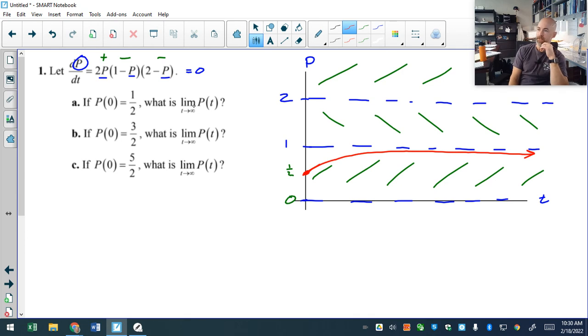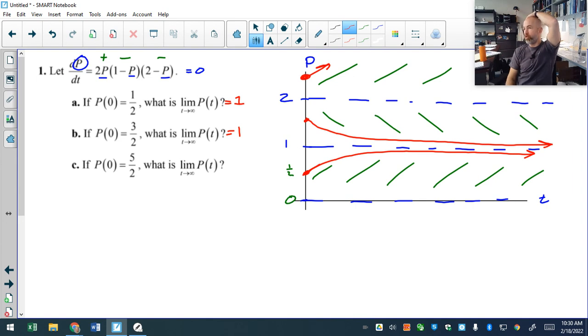So what's happening to that solution as t goes to infinity? It's approaching a value of 1. What about 3/2? That's 1.5. That one's going to start with a negative slope, but again, it's going to approach that equilibrium solution, also going to be 1. And then for c, 5/2 is up here. Where is it going to go? It's going to go up, and there is no horizontal asymptote up there. The only 0 slopes were at 0, 1, and 2, so that's going to go up forever towards infinity.